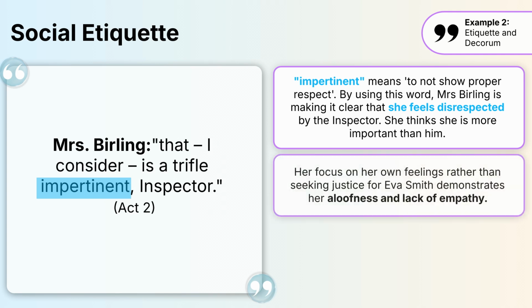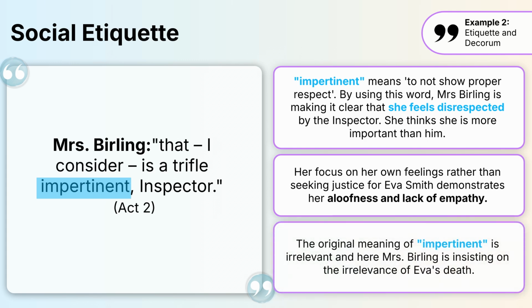Additionally, her focus on her own feelings rather than seeking justice for Eva Smith demonstrates her aloofness and lack of empathy. This attitude highlights how Mrs Birling's sense of superiority affects her interactions and decisions, making her appear distant and uncaring. The original meaning of impertinent is irrelevant, and this meaning is operative here because Mrs Birling is insisting on the irrelevance of Eva's death to her, her family, and her class.